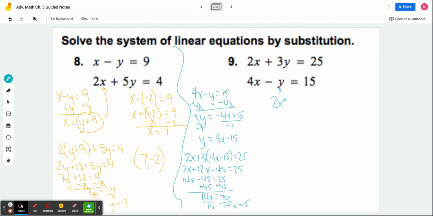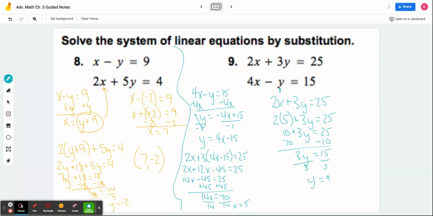So 2x plus 3y equals 25 when x is 5. 2 times 5 is 10. When we subtract 10 from both sides, we find that 3y equals 15. So y is 5. So again, our ordered pair here would be 5, 5.